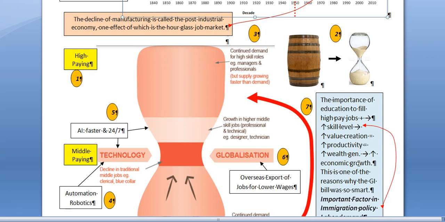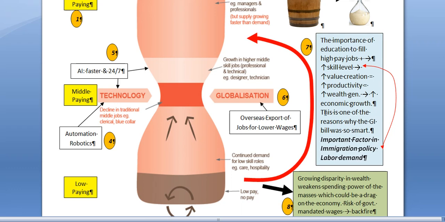And from a practical standpoint, you're making available highly skilled workers in which there's a shortage currently. Companies are experiencing a shortage of highly skilled workers they need, right? And I say here, this is one of the reasons why the GI Bill was so smart. Because the GI Bill sent people to college, right? Increase their skill levels, increase their productivity levels, right? Their ability to increase wealth generation for our nation.